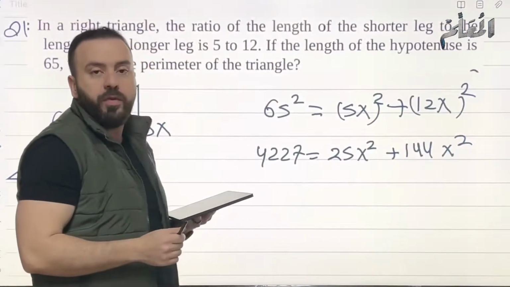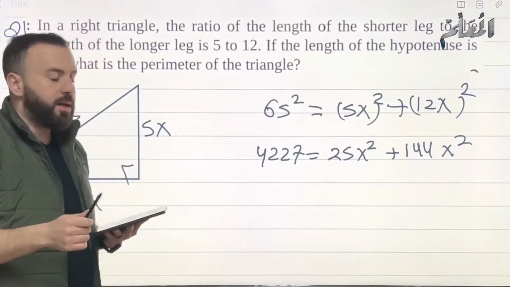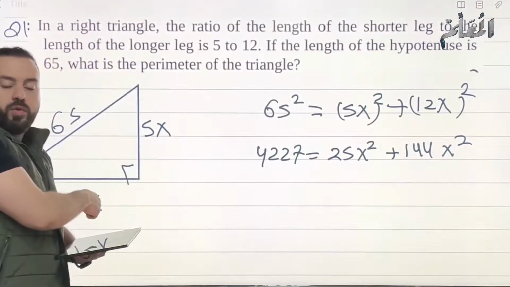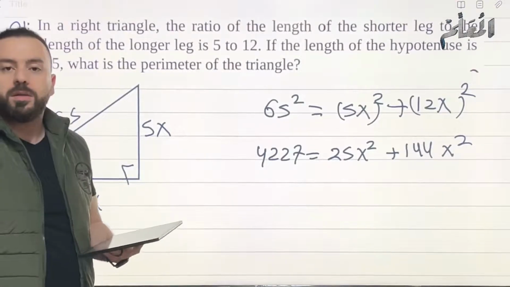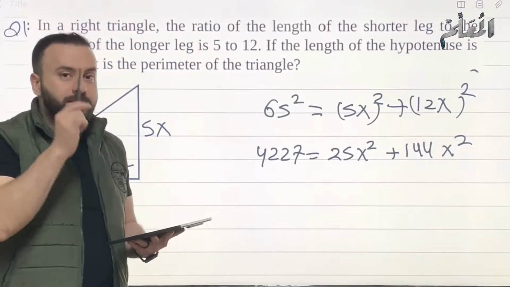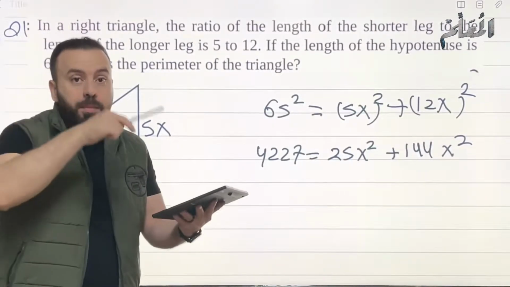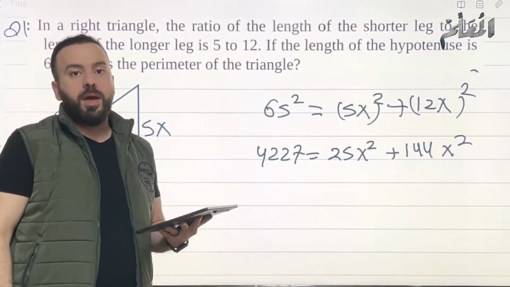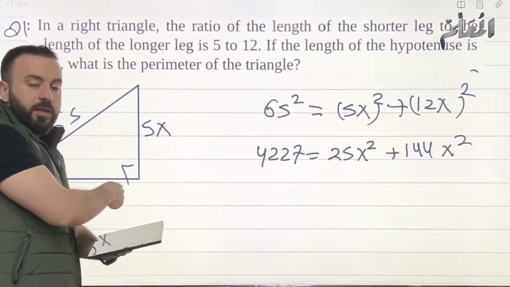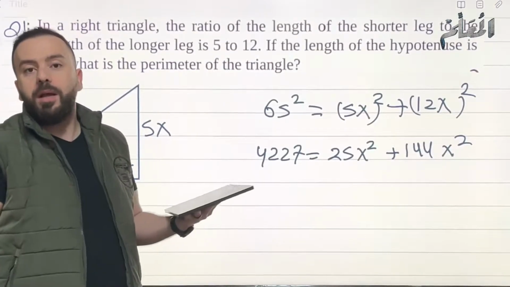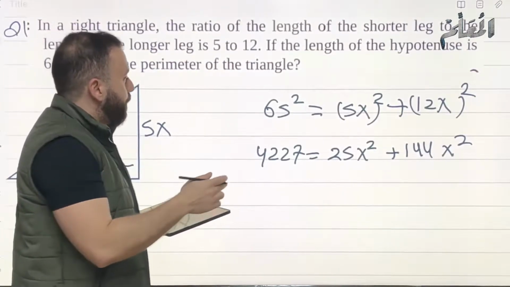Mr., why do we need to get the value of x? By the way, if you get x, you can get the sides of the triangle. And after getting the sides, we can calculate what? Guess. The perimeter of the triangle. If I get the side lengths, I can get the perimeter of the triangle. Right? So check this with me.